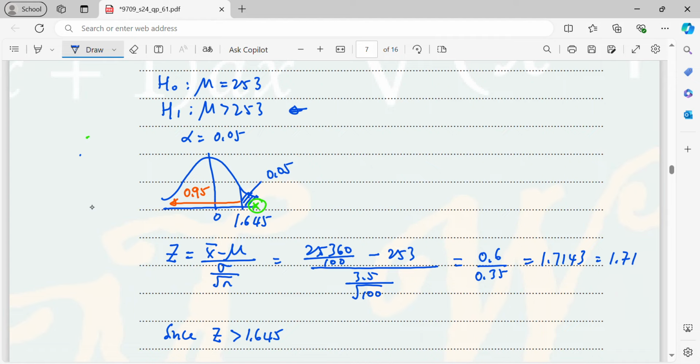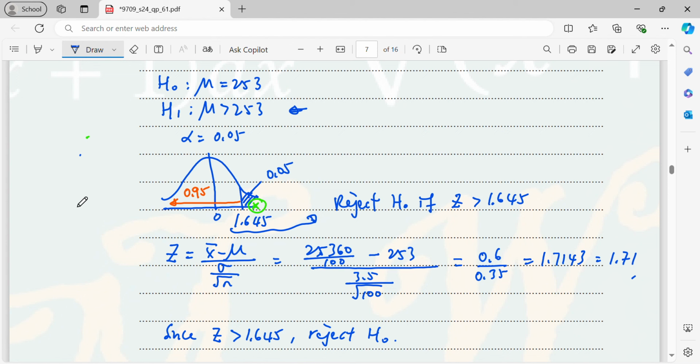Okay, I forgot to write down one statement. Right after the graph here, I should write the rejection criteria: reject H naught if Z is greater than 1.645. Since now your calculated value is greater than 1.645, our decision is reject H naught.